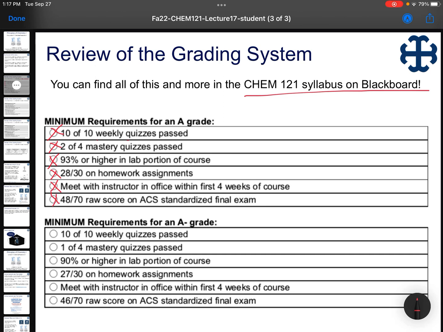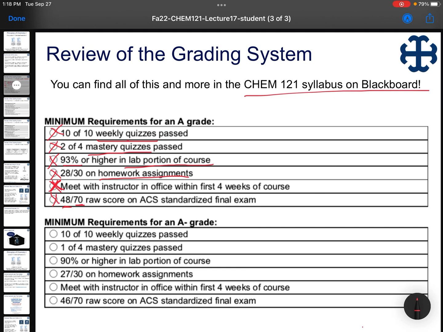Specifications can be related to our weekly quizzes, which you've done 4 of at this point, and mastery quizzes, which you've seen the first of 4. We also have the lab portion of this course factored into the grade. So for an A, for example, you need a 93% or higher. Your homework assignments are, of course, factored in. All of you have already met this specification for meeting with me in the first 4 weeks of the course, so good job. And then we'll have a final exam. Final exam has 70 questions. You'll need to score at least a 48 on that in order to earn the specification for an A grade.